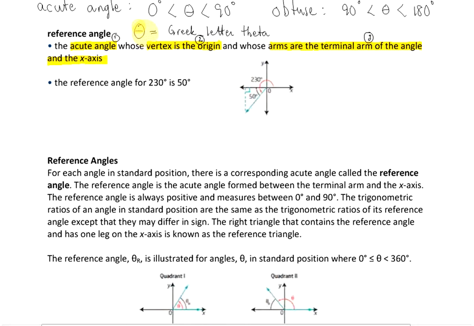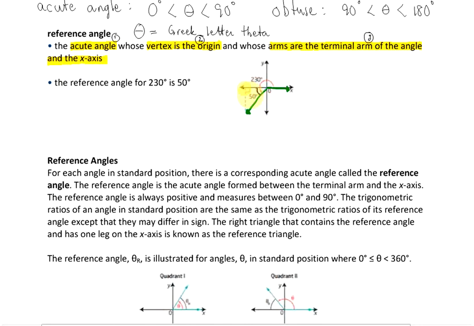Okay, so here is a diagram of the reference angle for 230 degrees, which is 50 degrees. The angle 230 degrees is drawn in standard position here, with these two arms. And remember, your reference angle is acute, its vertex is at the origin, and the arms of your reference angle are the terminal arm of the angle and the x-axis, which is drawn for you right here.